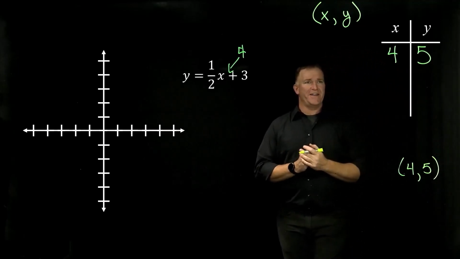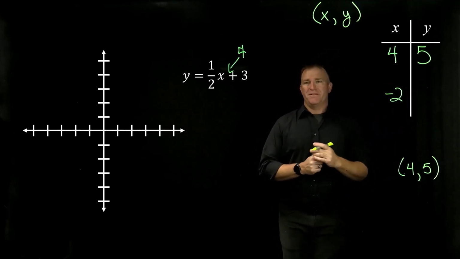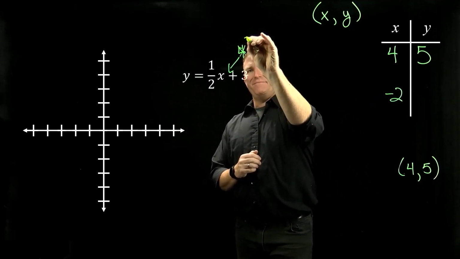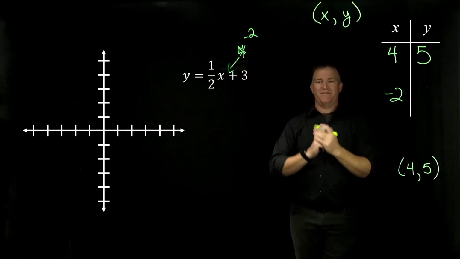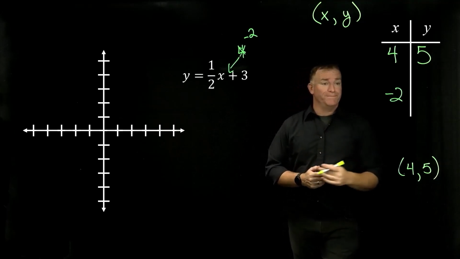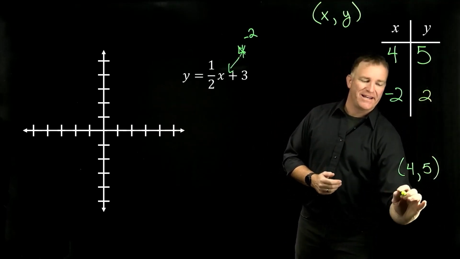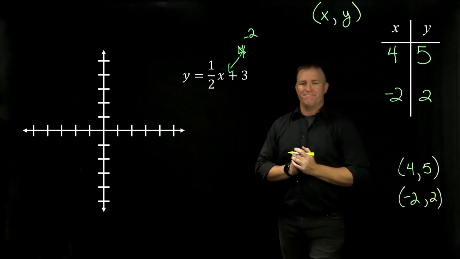Let's choose one more value. This time let's go negative. Let's make it -2. And if we plug in, not 4 this time, but if we plug in -2 into that formula, half of -2 is -1. Add 3 to that, we get 2. So that gives us one more ordered pair to plot on our grid over here.